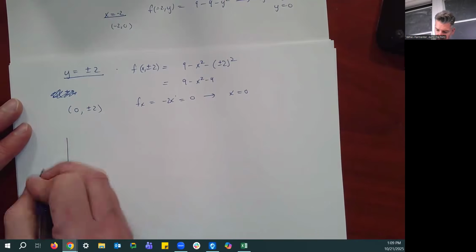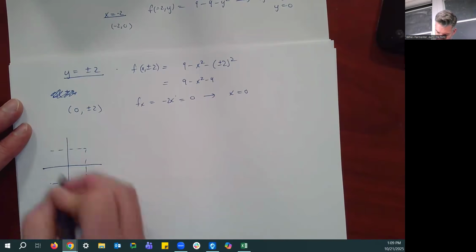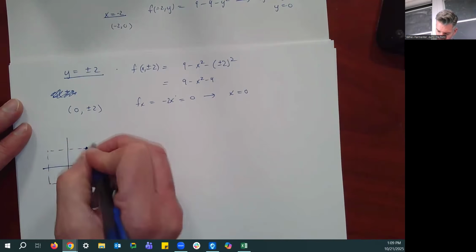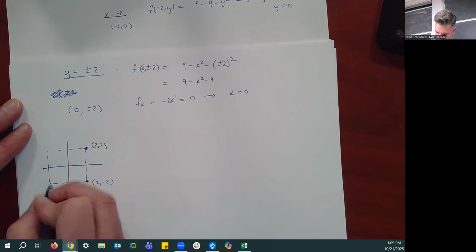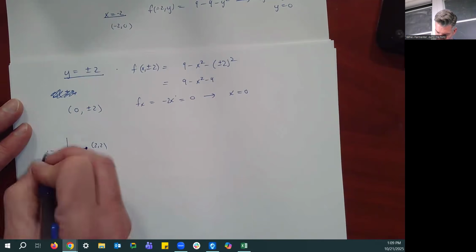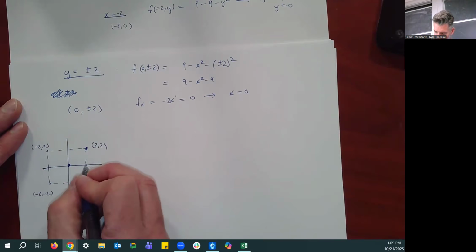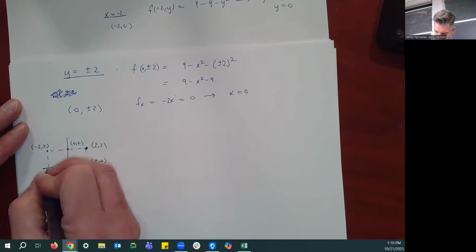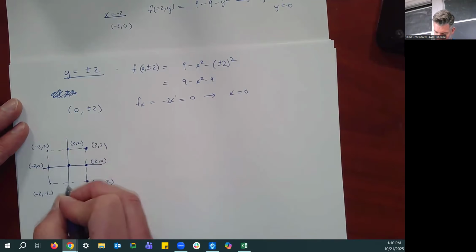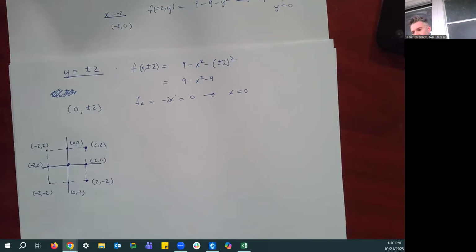So lots of critical points. If you did draw the boundary here, you'd have all the corners, the center, and all the midpoints on each wall: 2 comma 0, 0 comma 2, negative 2 comma 0, 0 comma negative 2. And then we're going to test them all, which always feels like a pain.